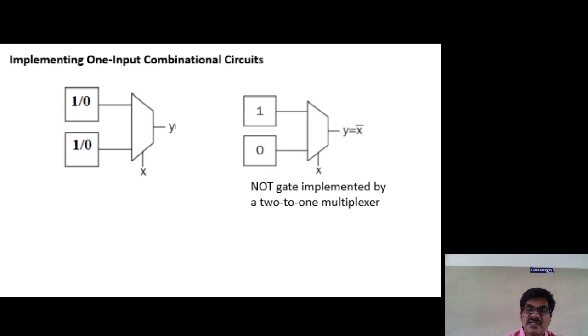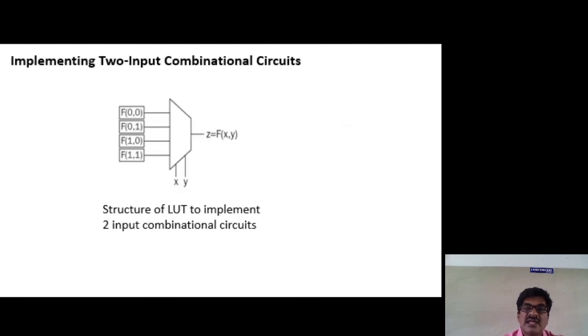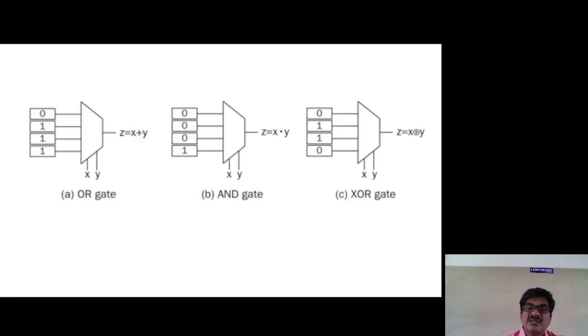Similarly, you can see different realizations. This is the diagram representing a 2-input combinational circuit. 2-input combinational circuit means it has two variables, x and y. So you need to use a 4 by 1 multiplexer, with 4 inputs, meaning 4 flip-flops you have to use. Under 2 variables, any logic function you can realize using this structure.